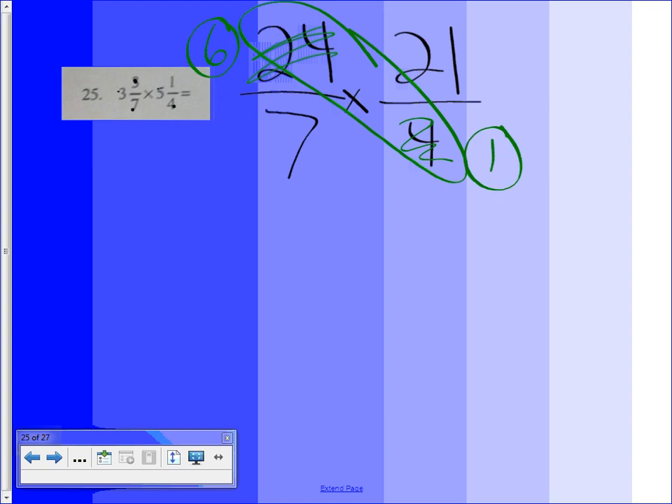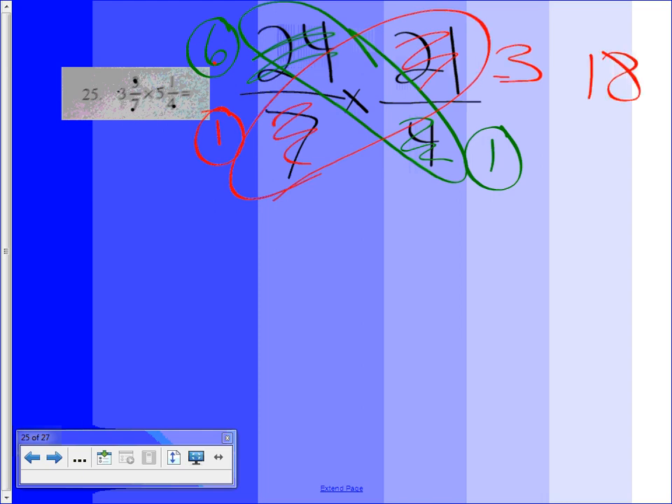Next thing, I'm going to cross reduce 7 and 21. Divide 7 by 7, get 1. 21 divided by 7, I get 3. Go ahead and multiply across. 6 times 3 is 18. 1 times 1 is 1. 18 is your answer.